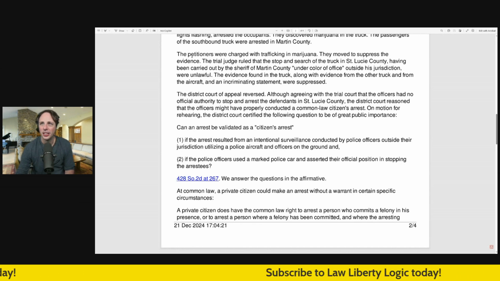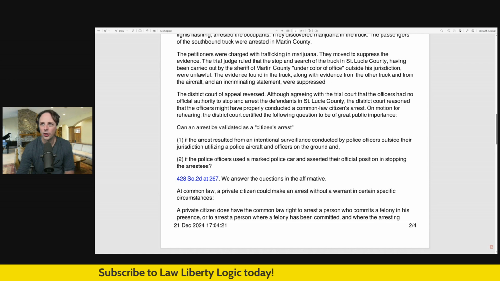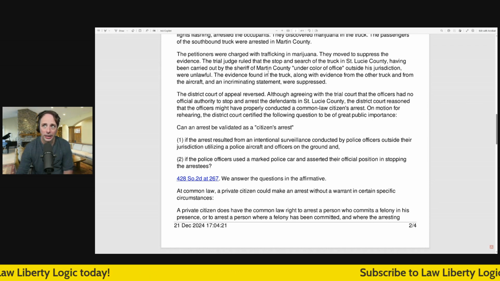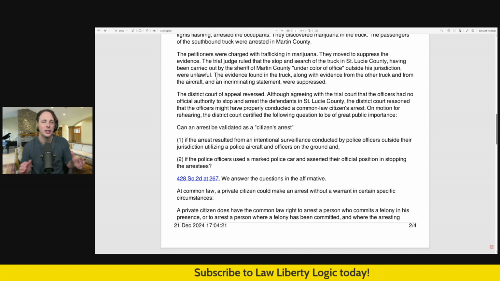So the petitioners were charged with trafficking marijuana. They moved to suppress the evidence. The trial judge ruled that the stop and search of the truck in St. Lucie County, having been carried out by the sheriff of Martin County under color of office outside his jurisdiction, were unlawful.